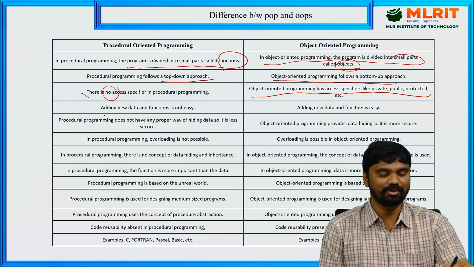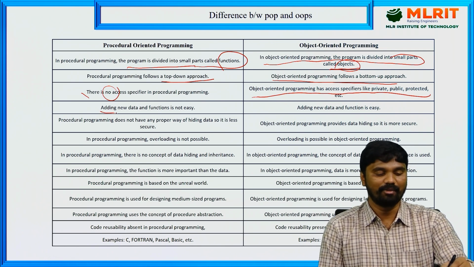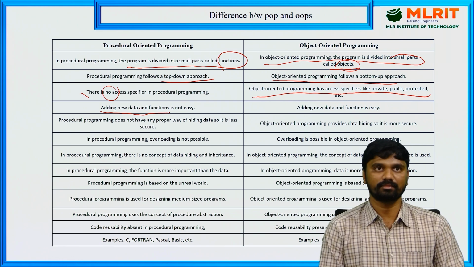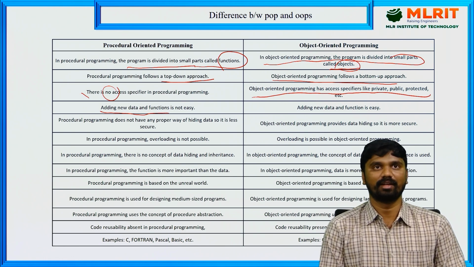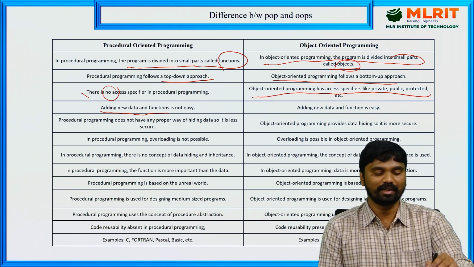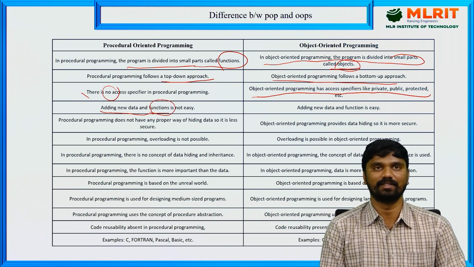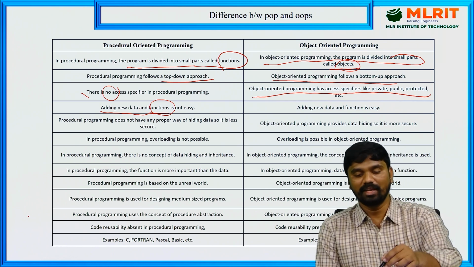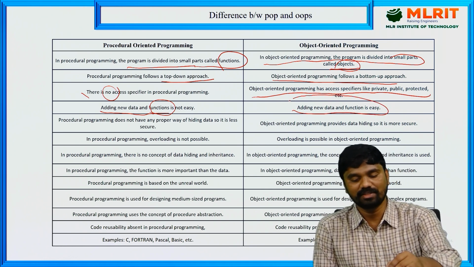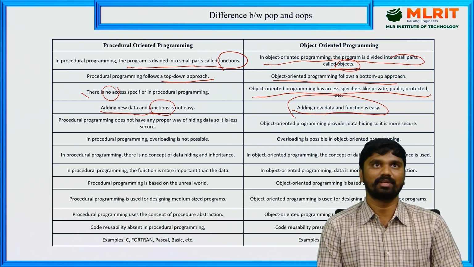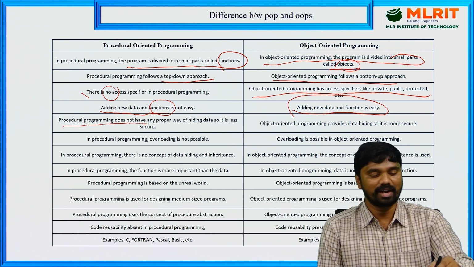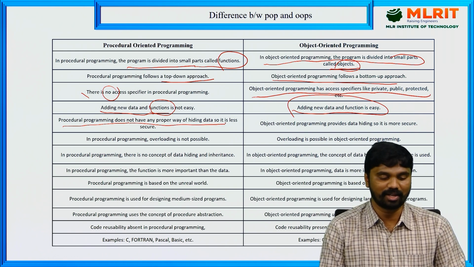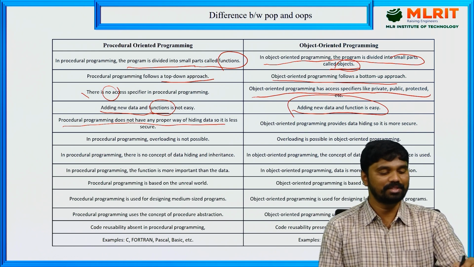Next, in procedure oriented programming language, we can add new data easily, but adding functions is not easy. But here, adding new data and functions is easy, right? So that is one important thing. Next, procedure oriented programming language does not have any proper way of hiding data, so it is less secure. Yes, this is a very important point.